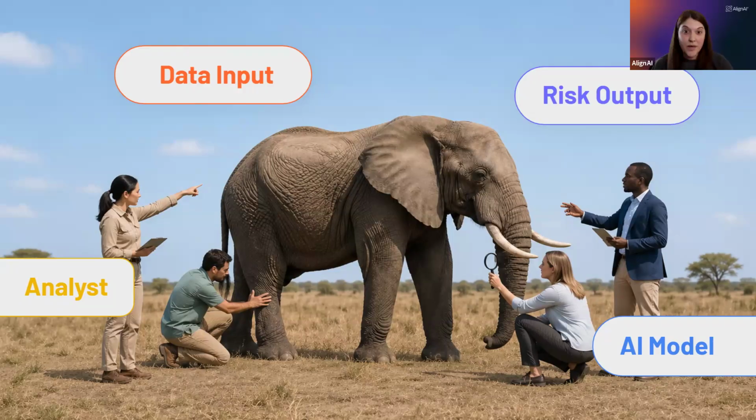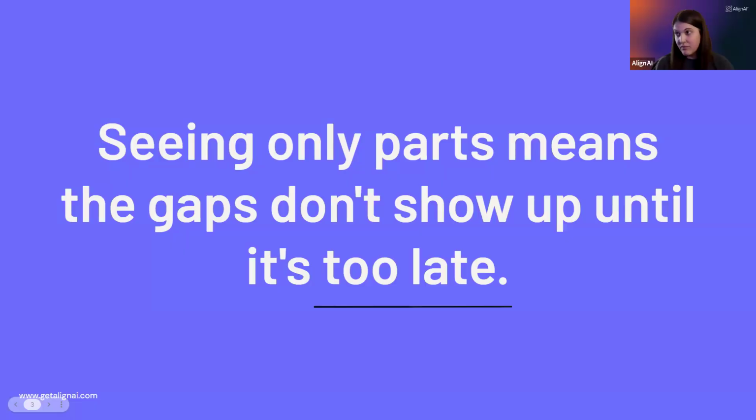So that's what I mean by the elephant, right? This AI elephant that no one can really see the whole thing. And so what happens is that they're only seeing parts and all of these gaps are showing up. And they're showing up when it's way too late in the process. And so lots of time has been spent working with the business, trying to get some specs from the business on what this AI system is supposed to do.